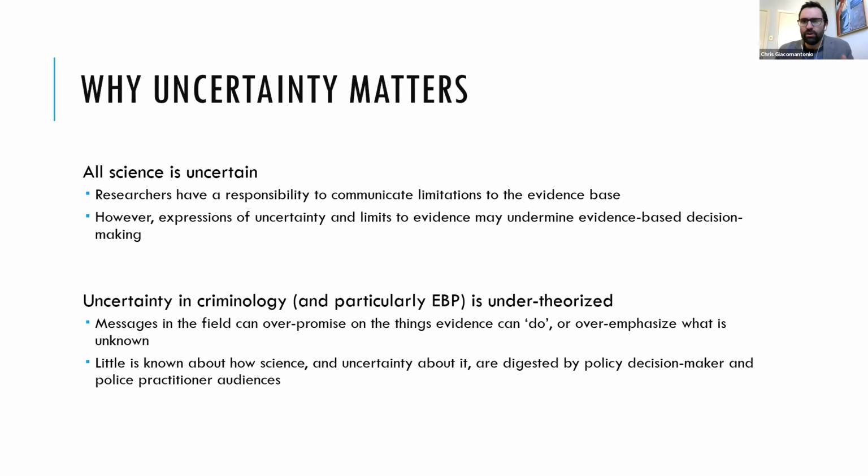And we think this is a problem in all science, but in criminology, this is very much under-theorized. In evidence-based policing, it's under-theorized. So we see lots of discussion about concepts like what works in evidence-based policing or what works in reducing crime. And we know the nature of evidence, not just social scientific evidence, but perhaps particularly social science evidence. The evidence may not do what people say it can do, and people may underemphasize what's unknown or conversely overemphasize what's unknown, and navigating this uncertainty and then how the messages of uncertainty are digested by policy and decision maker and practitioner audiences is a relative unknown for us.